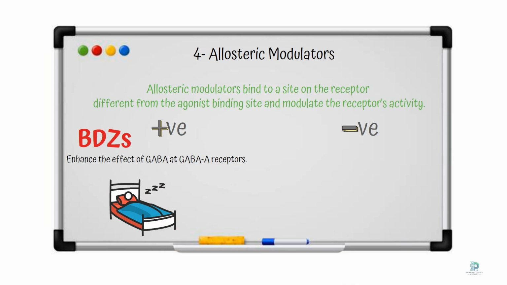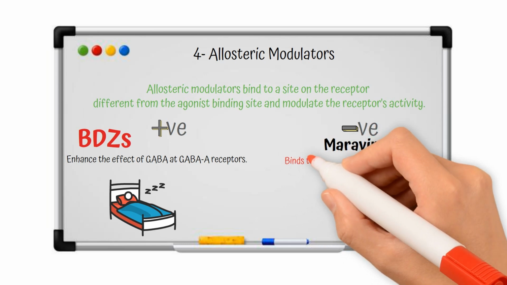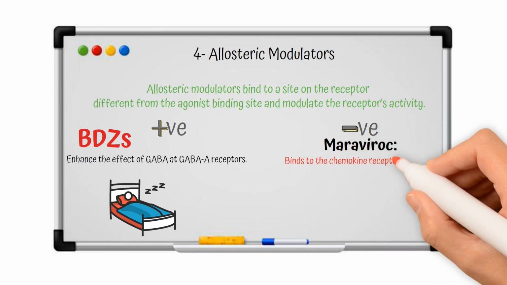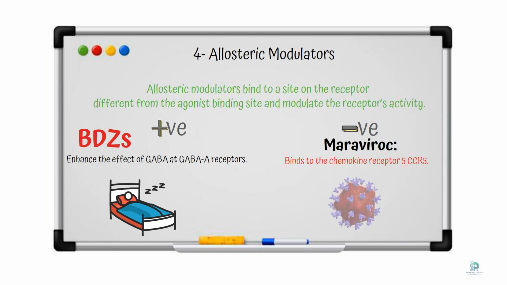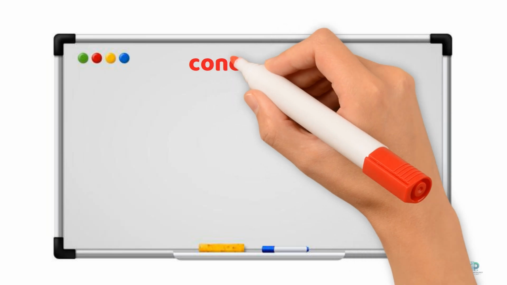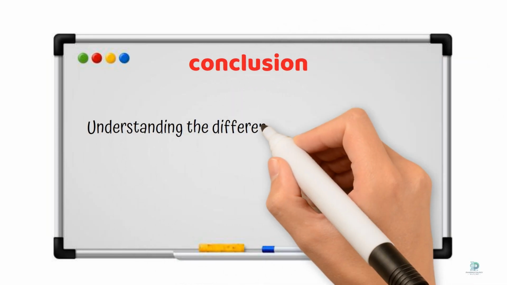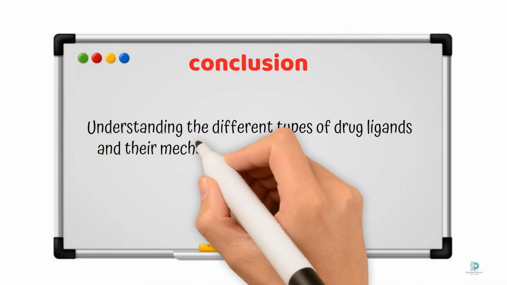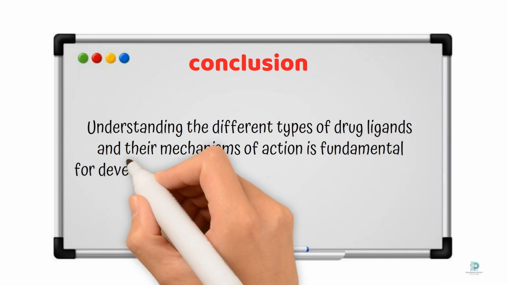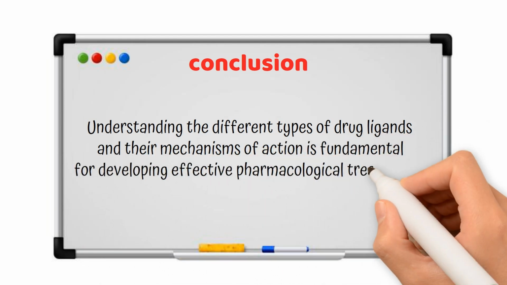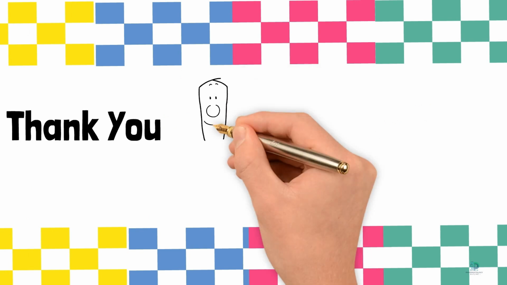Negative allosteric modulator. Maraviroc binds to the chemokine receptor, CCR5, and inhibits HIV entry into cells. In conclusion, understanding the different types of drug ligands and their mechanisms of action is fundamental for developing effective pharmacological treatments.